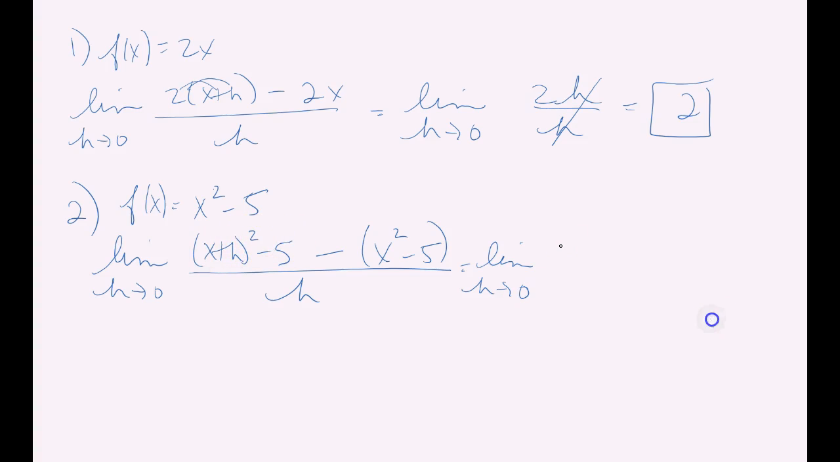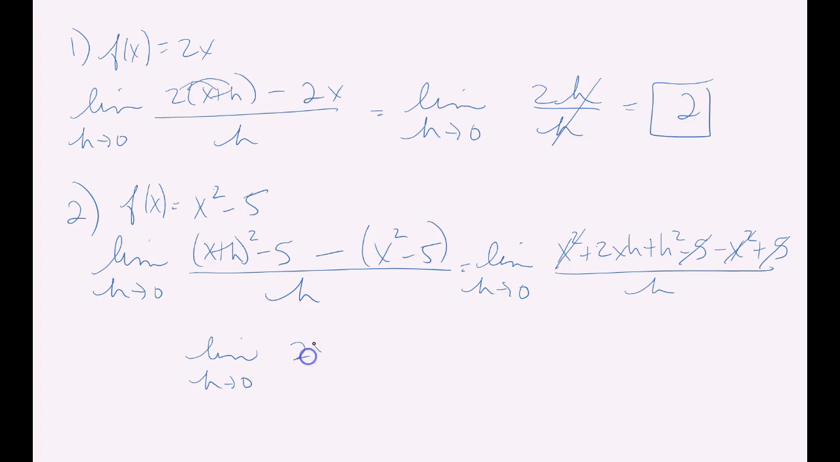Okay, so I'm going to FOIL that out. So that's x squared plus 2xh plus h squared minus 5. Now let me distribute that negative. Minus x squared plus 5 all over h. Okay, cool. So now some stuff should cancel. I've got an x squared canceling with a negative x squared, a negative 5 canceling with a positive 5, and it looks like here's what's left: 2xh plus h squared all over h.